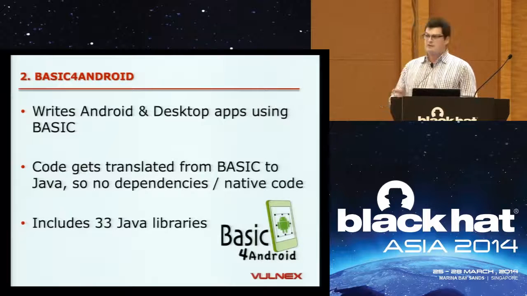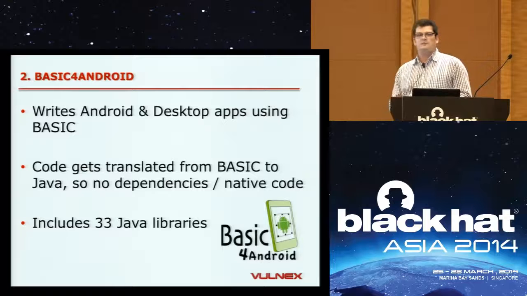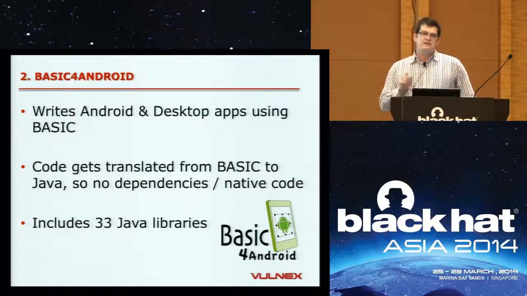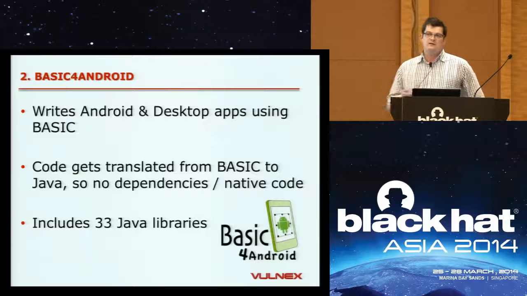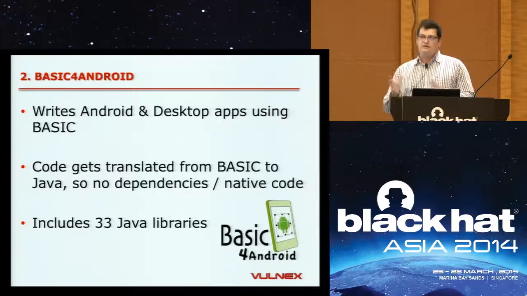We can write a basic application using the basic development framework. We write our application in basic, and it gets translated to Java code. That's kind of nice because now we don't have any dependencies or native code. We will see that with the other frameworks, there are a lot of requirements, native code and libraries, so your application gets a little bigger when you use cross-platform mobile technologies. But with Basic for Android, your application is quite small in size, and there's no native code or anything like that.